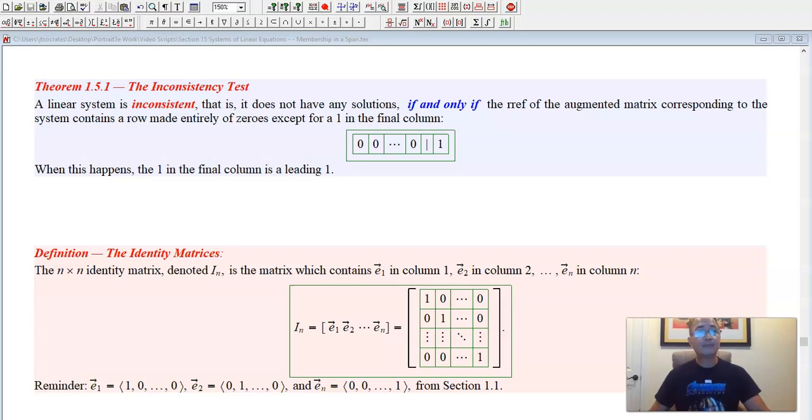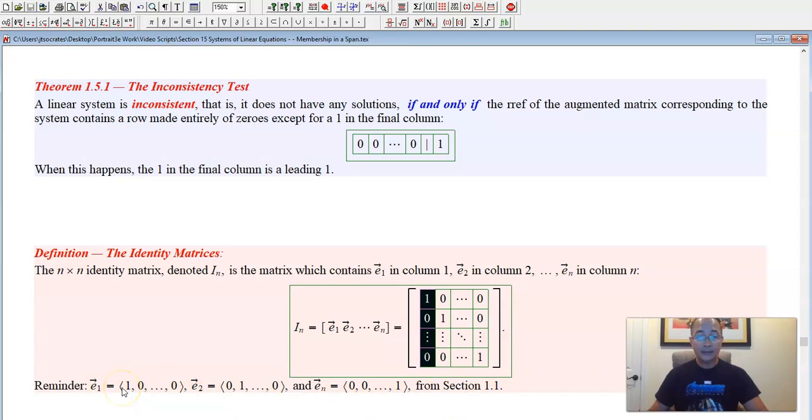The second example produced a special kind of matrix called the identity matrix. So in an identity matrix, you only get ones and zeros, and in fact, all of the matrix is made of zeros, except for ones which appear in what's called the main diagonal of our matrix. Another way to think about it is that in column 1, you see the vector 1, 0, 0, everything else 0. In section 1.1, that was called the vector E1.